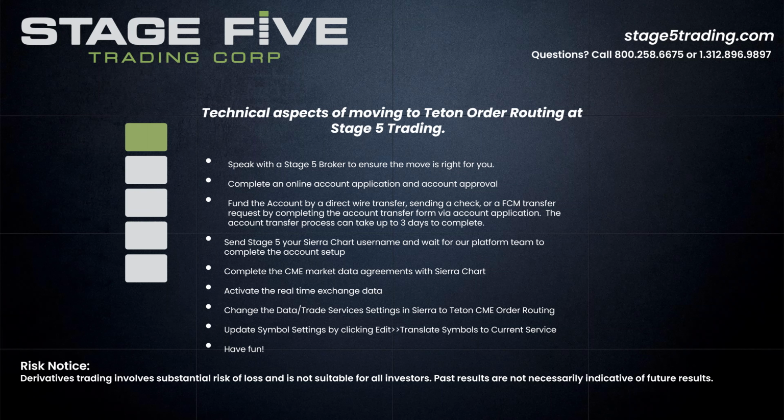And then once all that's done, you're going to want to map your symbols. So you're going to want to change the data trade service setting in Sierra Chart to Teton CME order routing. So now it's saying switch to move to Teton for the order routing. And then you're going to update the symbols simply by clicking Edit, Translate Symbols to Current Service, Teton CME order routing. So that's all it's going to take.